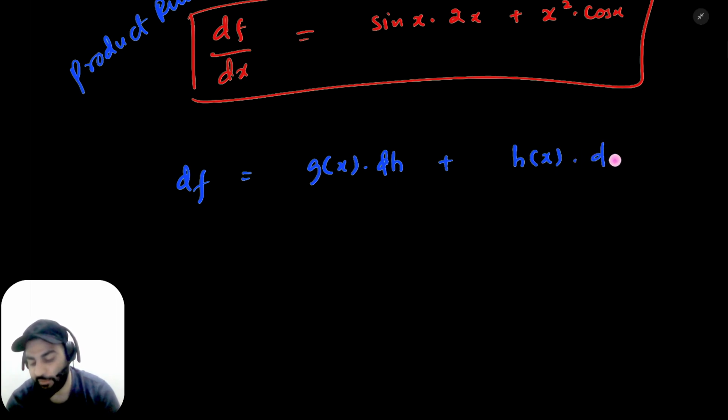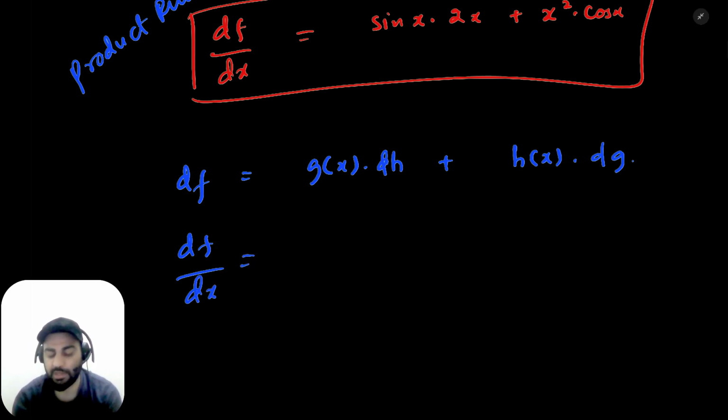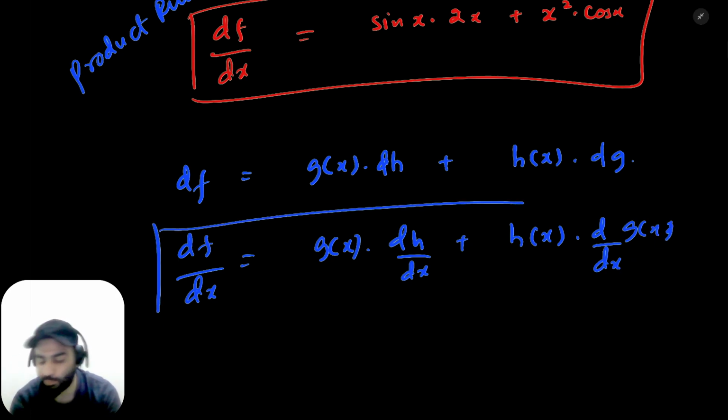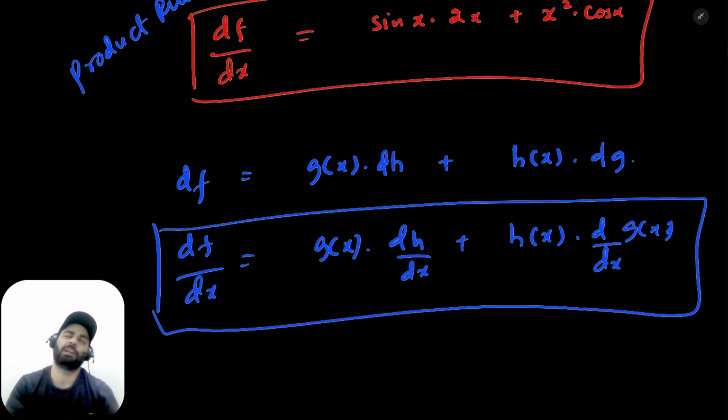dot d of g. Then I can just have df/dx is equal to, keep the first function as it is, differentiate the second function, and keep the second function as it is, differentiate the first function. This was the rule that was taught to you when they told you, if we have two functions in which we are multiplying things together, then you will first differentiate the first function, keep the second function as it is, then plus differentiate the second function and keep the first function as it is. This is the sum. This is the product rule.